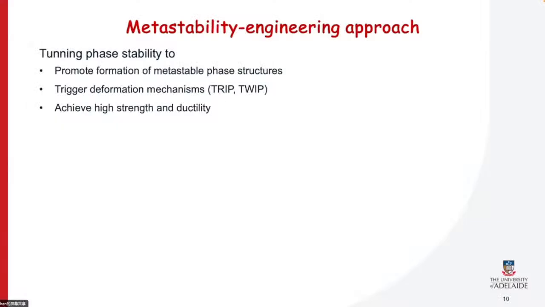So the idea here, basically, it tunes phase stability to promote formation of desired phase structure, such as the dual phase structure, and to trigger the deformation mechanism. Normally, it's TRIP and TWIP. You may have heard of TRIP steel and TWIP steel. The TRIP is transformation-induced plasticity, and the TWIP is twinning-induced plasticity. So here, we try to trigger the phase transformation and the deformation twinning. As a result, we will achieve high strength and ductility.